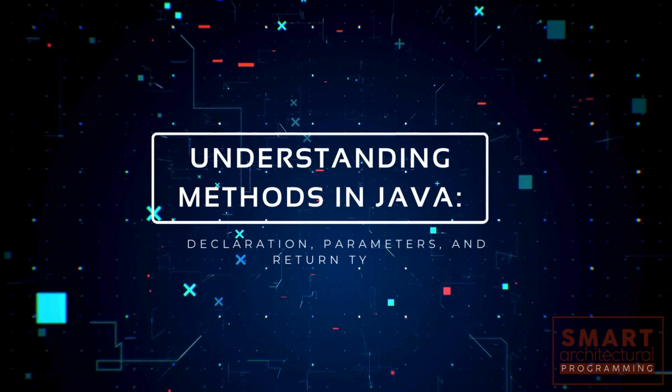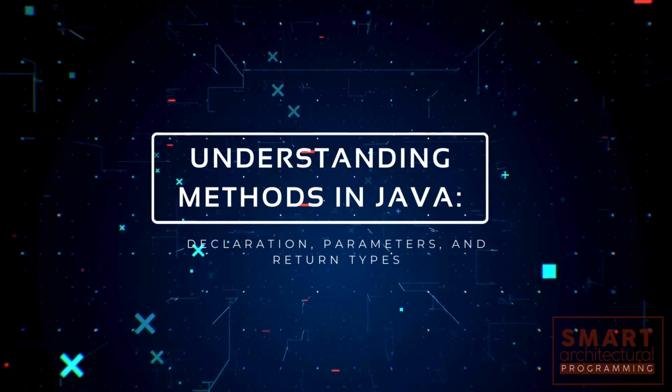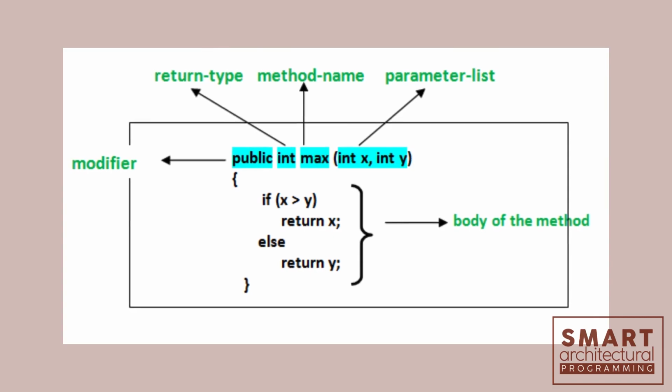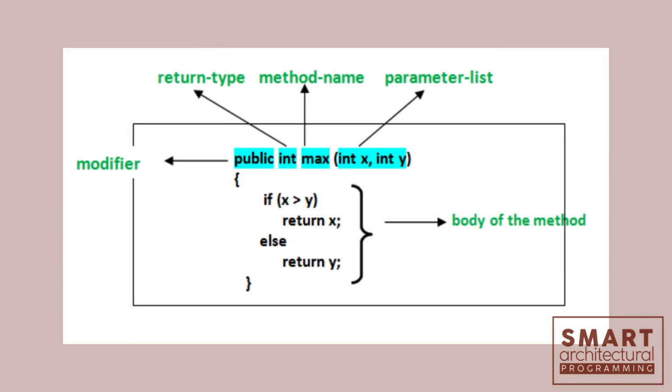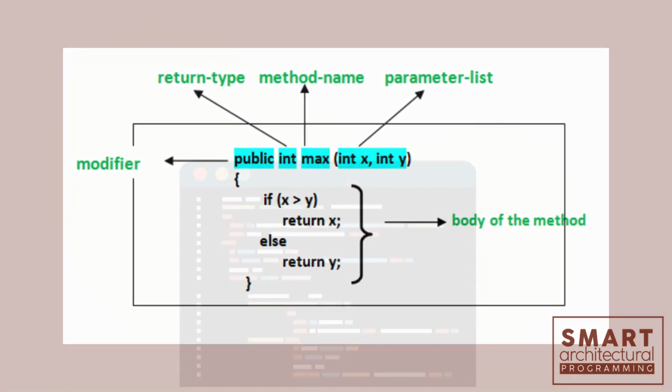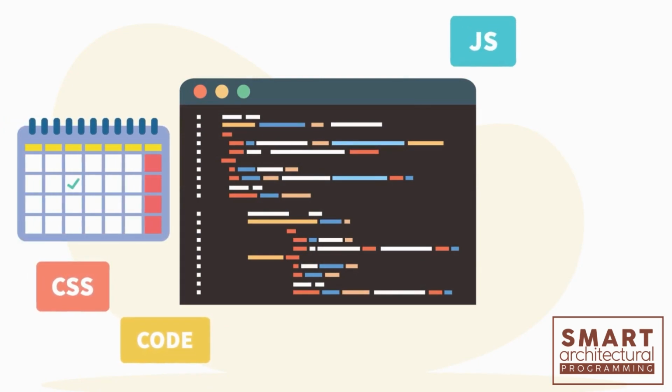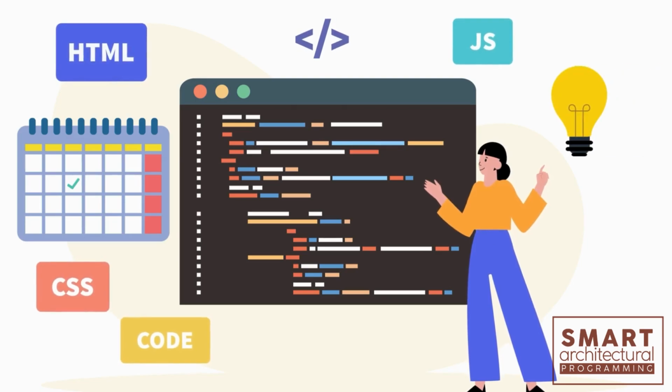In today's episode, we're diving deep into the world of methods. Specifically, we'll explore how to declare methods, pass parameters, and handle return types in Java. So, let's get started. In Java, a method is a block of code that performs a specific task. It's like a mini program within your main program.